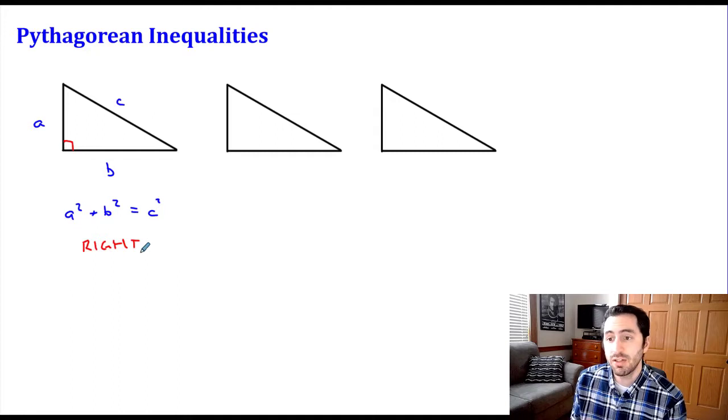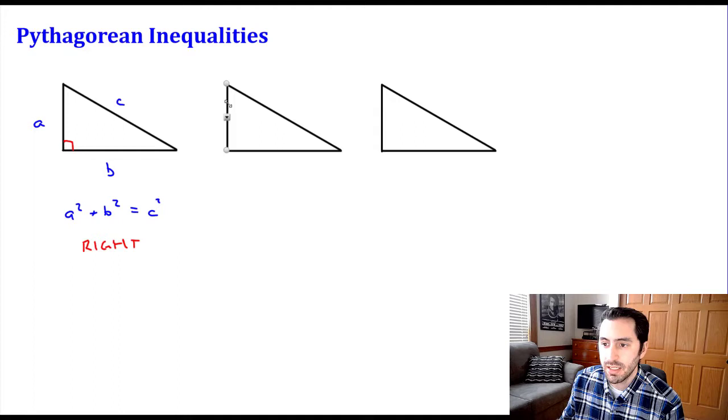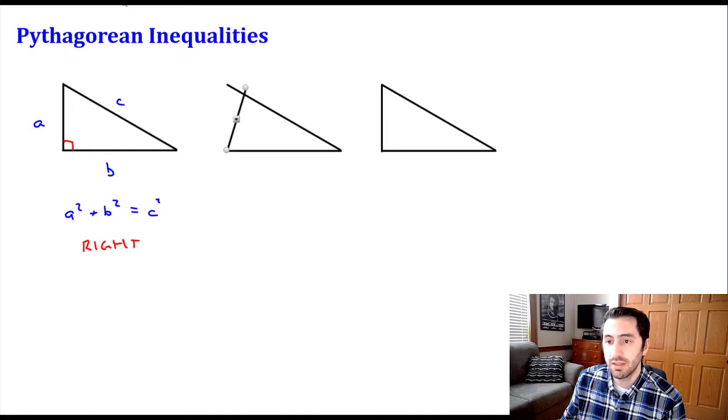But now let's change things up a little bit. So let's say that I take one of these sides. So this angle down here, this would be my right angle. But now let's shrink that angle a little bit. So now this is becoming less than 90, which is going to make this an acute triangle.